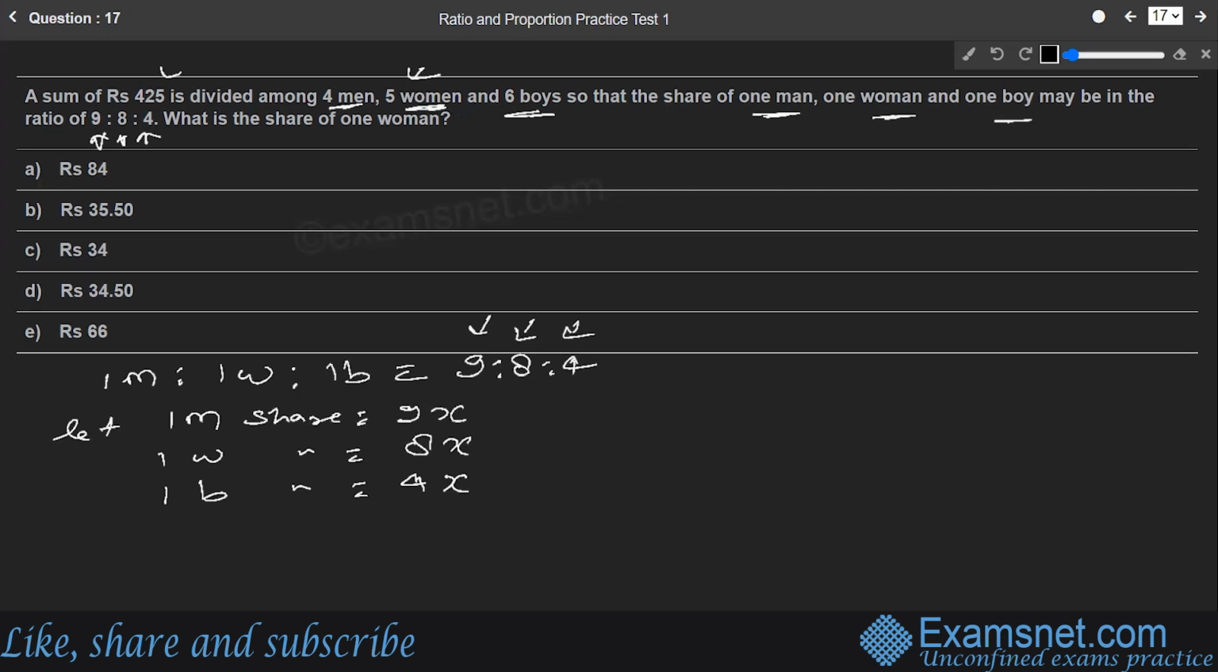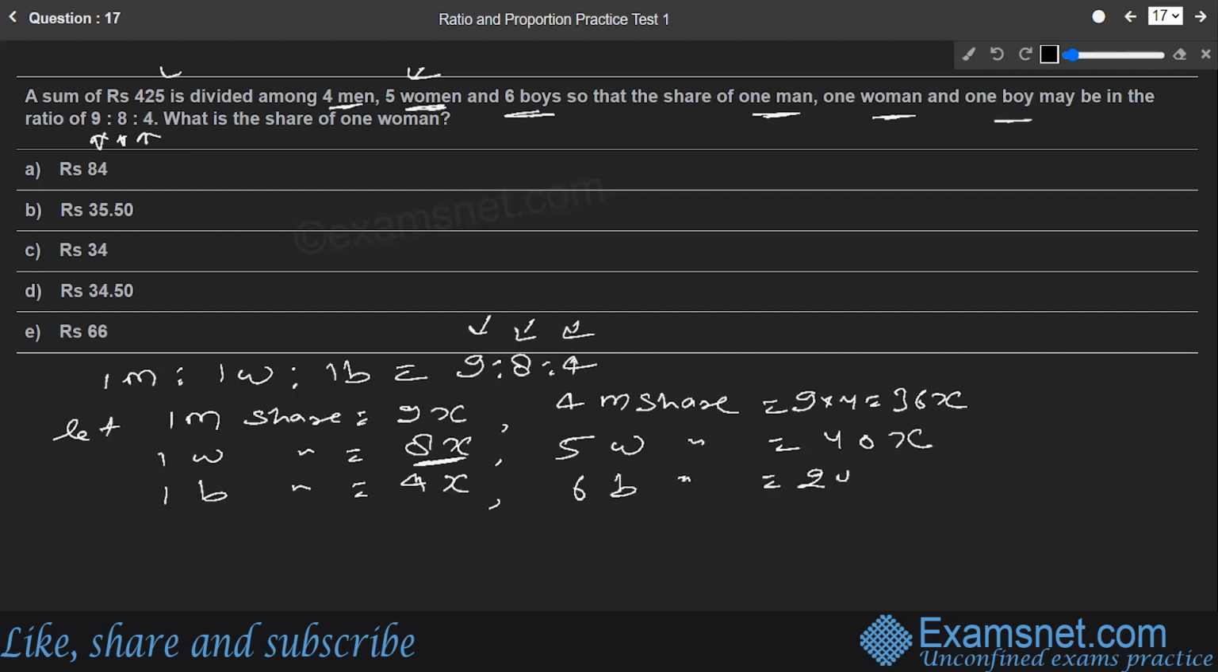Now, they say they have got 4 men. So, 1 man's share was 9x. So, 4 men's share will be simply multiplied by 4. So, it has to be 9 into 4, that is nothing but 36x. Similarly, 1 woman's share is 8x. They have got 5 women. So, 5 women's share will be how much? 5 into 8x, that is 40x. Similarly, 1 boy's share is 4x. They have got 6 boys. So, 6 boys' share will be how much?